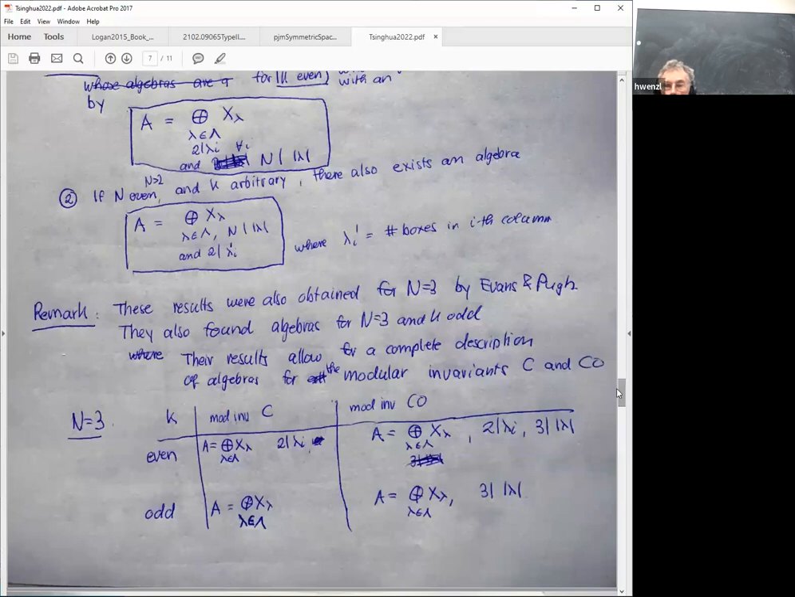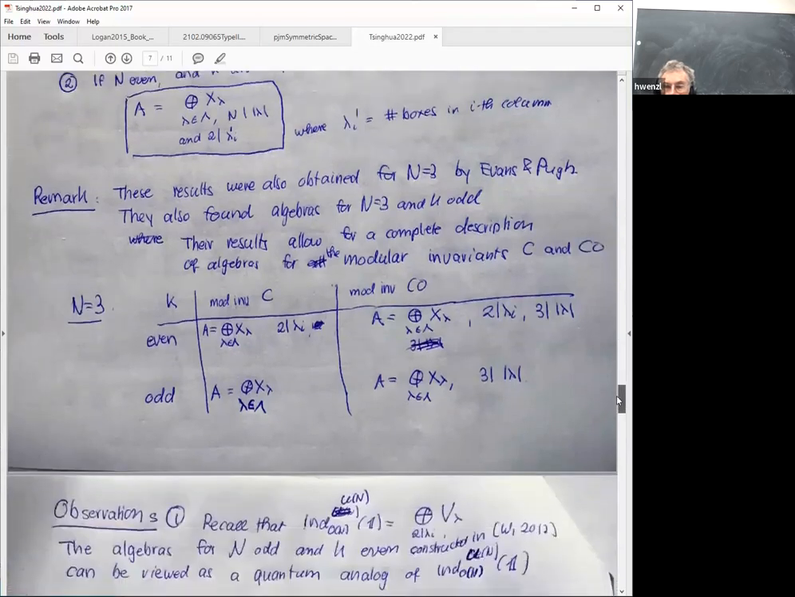So they obtained a complete description of all possible algebras of module categories, even for exceptional ones, about which I will not talk here. And so in their case, for k even, I already said what the result is. This would be the result I obtained, here in the upper right corner, the module invariant for CO.